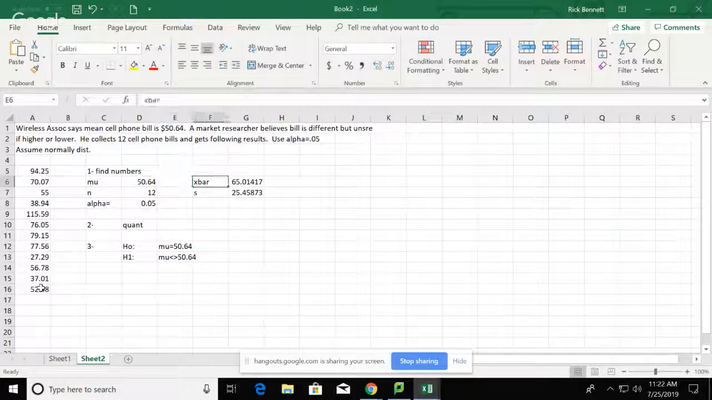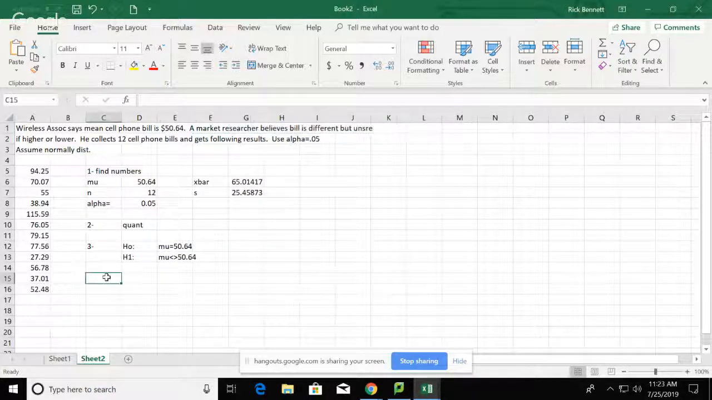Does it look higher or lower? It looks higher, but we didn't know that until we figured out the X bar ourselves, right? So don't use this and say, oh, it should be one-tailed. No, we didn't know which way it was going.